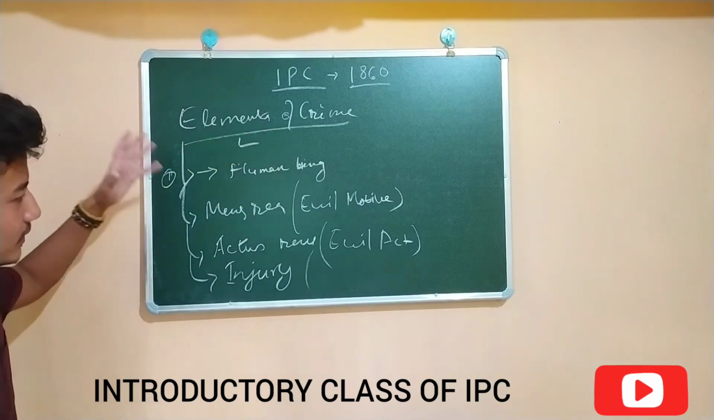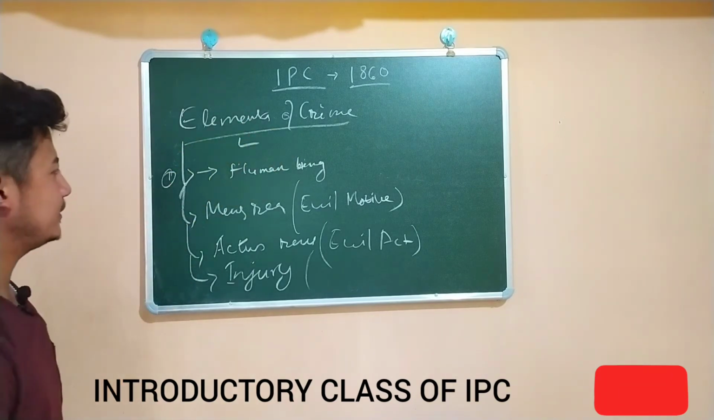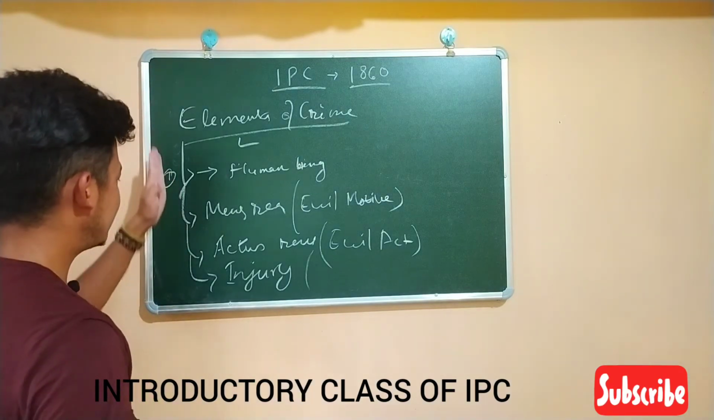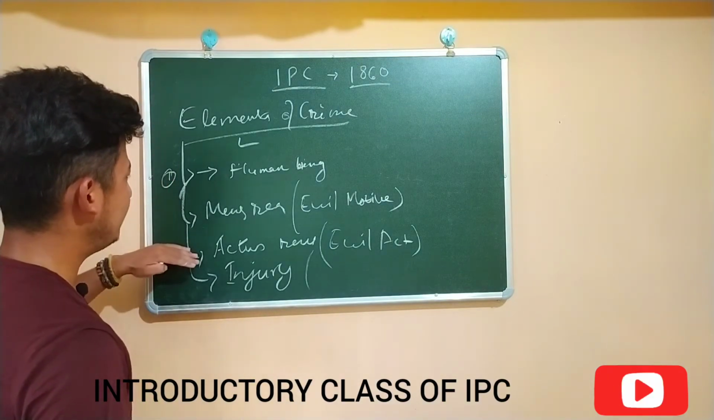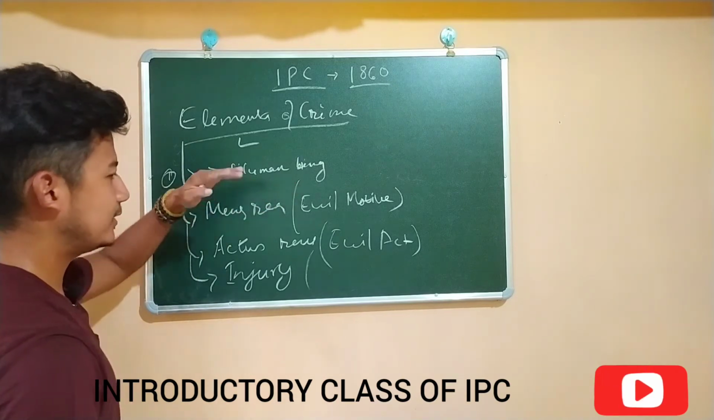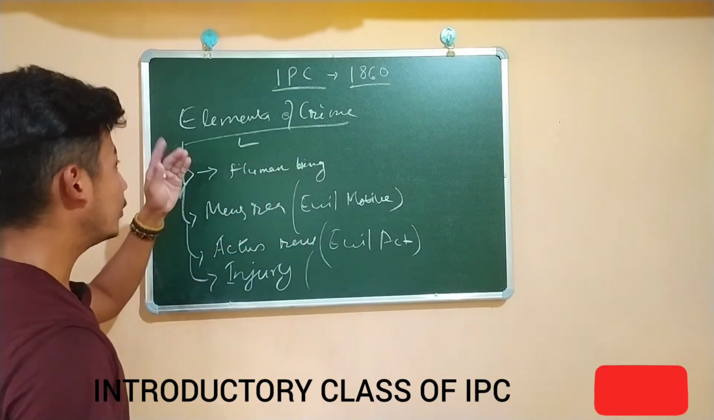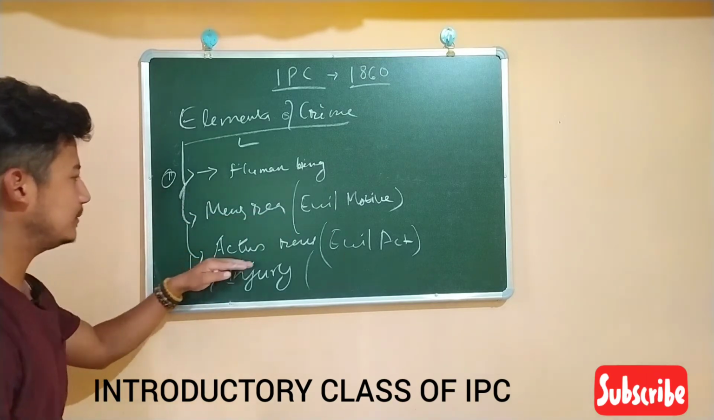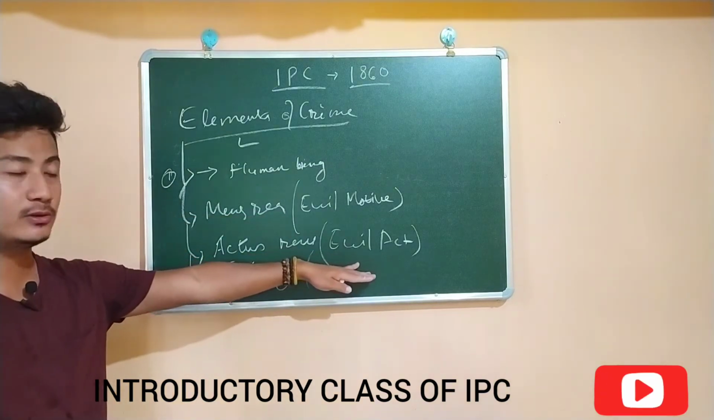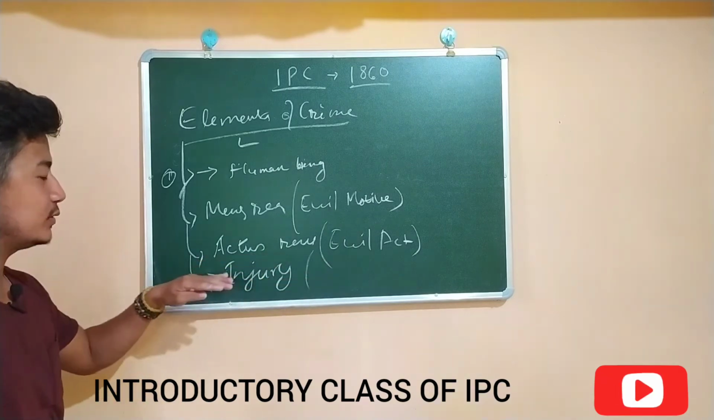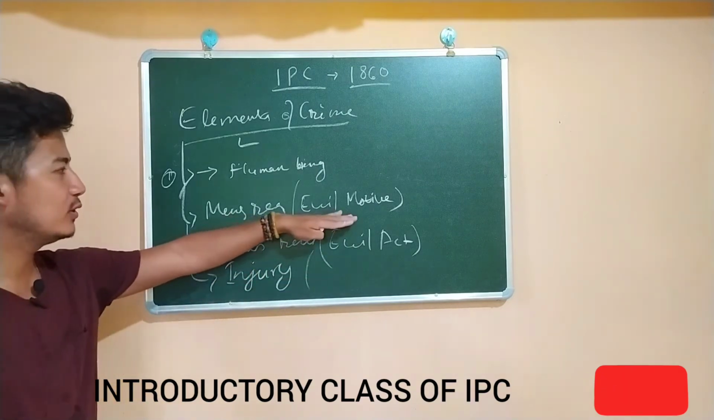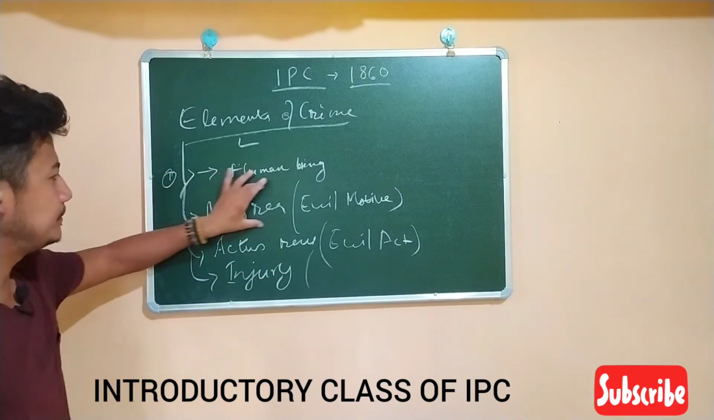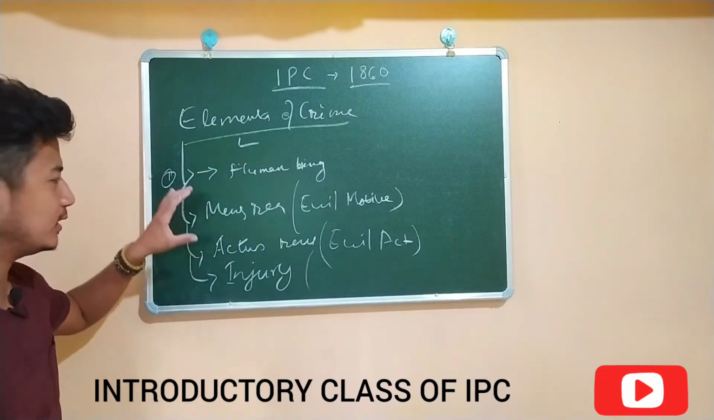We will discuss it in the later part of the video. I'm just giving you the overview of how the IPC will work. So these are the four essential elements of crime. There should be a human being, who will either commit, suffer or omit. The second is the mens rea, the evil motive, and the third is the actus reus, which means the evil act. Whatever act is committed by the person has to be coupled with the mens rea.